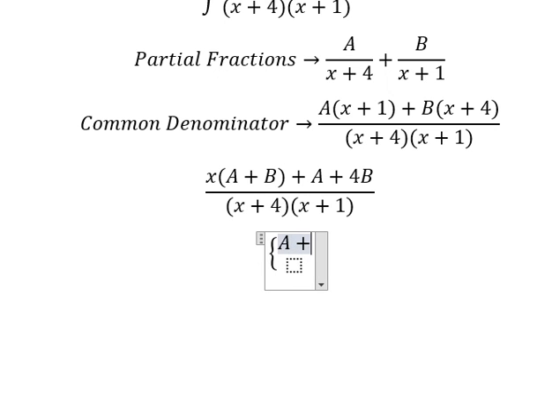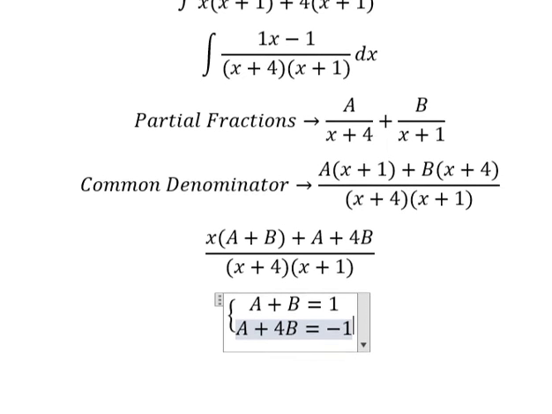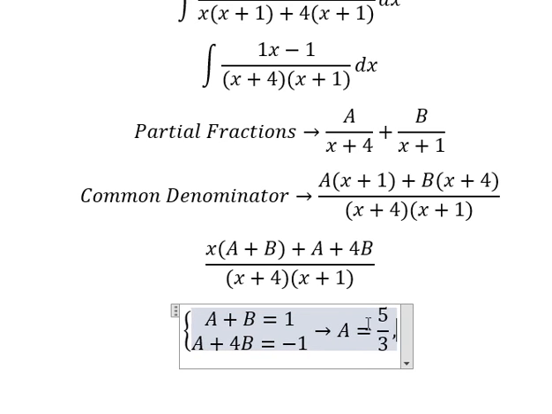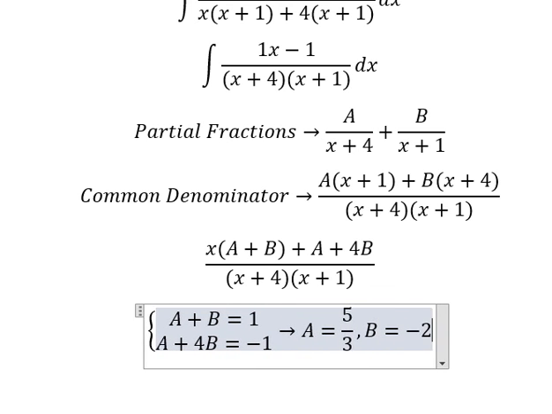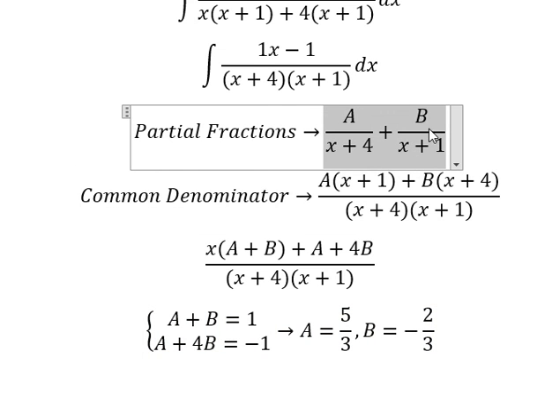So A plus B equals number 1. A plus 4B equals negative number 1. And now we need to find the solutions of A and B. So A equals 5 over 3, B equals negative 2 over 3. So I will put this one gold here.